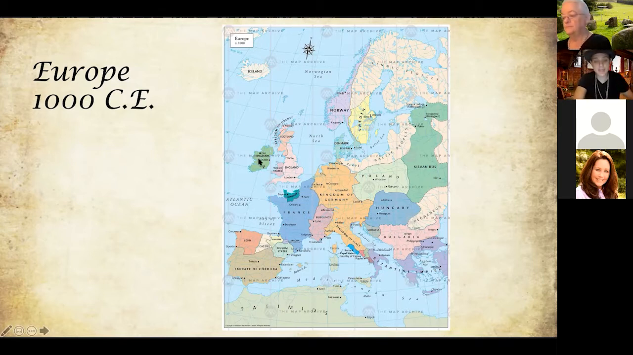We see Ireland taking its shape. We see the Scandinavian countries of Norway, Sweden, and Denmark taking their forms. We see Poland and Hungary and Bulgaria taking their forms and taking a lot of their golden ages. And then we see the Kievan Rus, who are the predecessors to modern Russia, and they are starting to take their cultural roots.